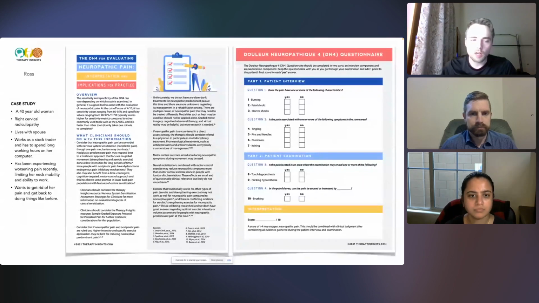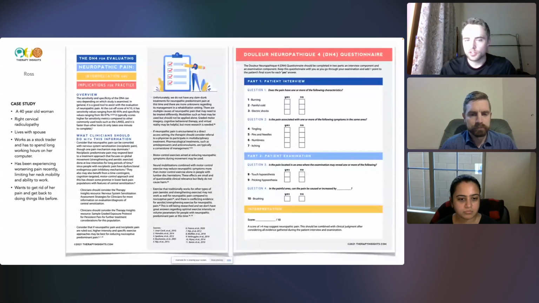So the tool itself is pretty easy to use. First, you do a couple interview questions. You ask if they have burning, painful cold sensations or electric shocks. And then you ask about tingling, pins and needles, numbness, or itching. And then for the patient examination, you check for touch hypoesthesia and then pricking hypoesthesia. And then you take some cotton or something, brush it over the painful area and see if they interpret that as being painful.